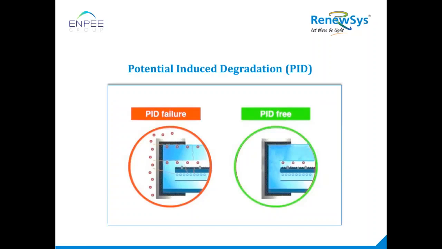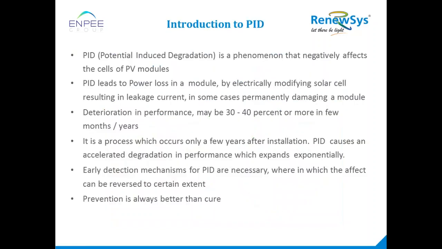I welcome everyone. Today, we would be discussing potential induced degradation, which is one of the defects observed across varied locations, depending upon the site of installation or the system voltages. We will be looking into the impact of the conditions at which we install our system voltages. How does it occur? Where does it occur in our system? So basically, an introduction to PID.